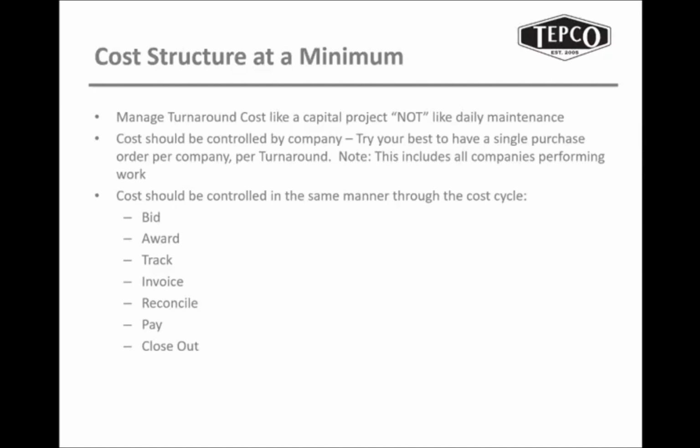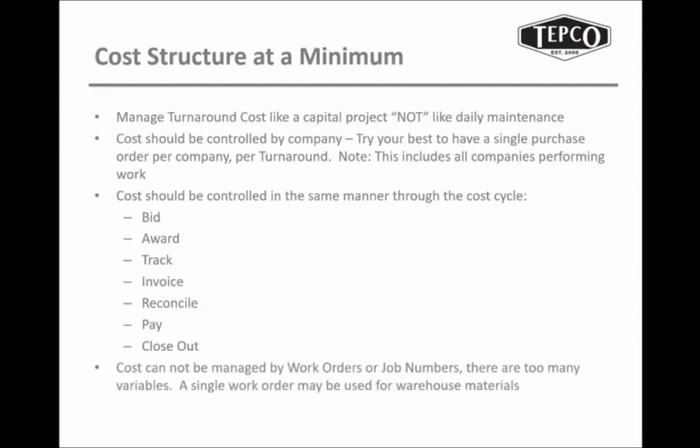So this whole structure that I'm fixing to get into will clearly show you a standard high level code of account. And the last one was cost cannot be managed by work orders or job numbers. There's too many variables, but sometimes it's a must. And one of the big things that we see is that for warehouses, they do write a work order, sometimes a single work order for the warehouse or the supply house. So what they'll do is have a work order for a blanket material that has to be purchased, bulk item material.